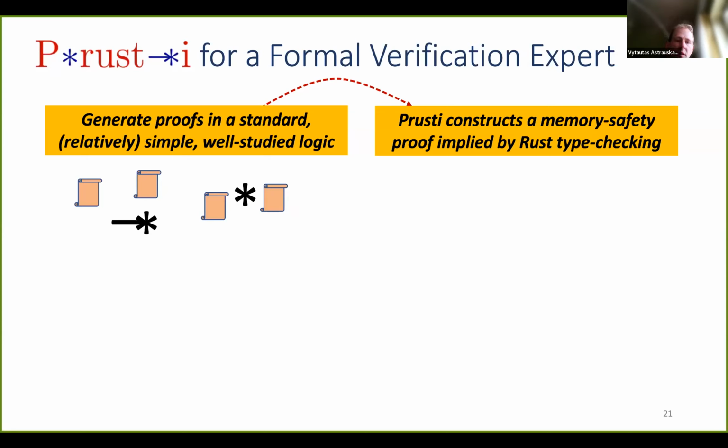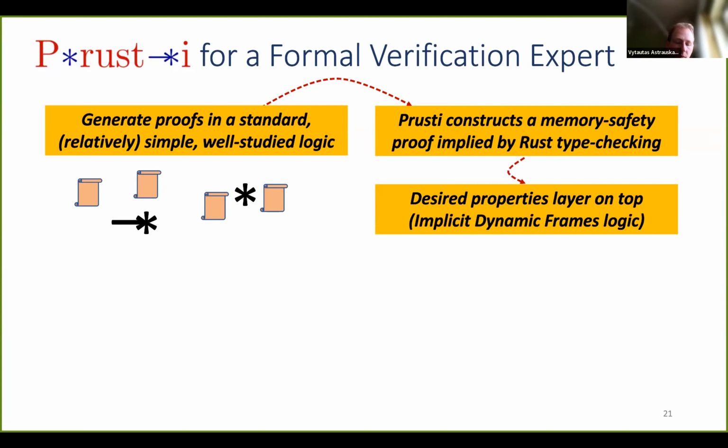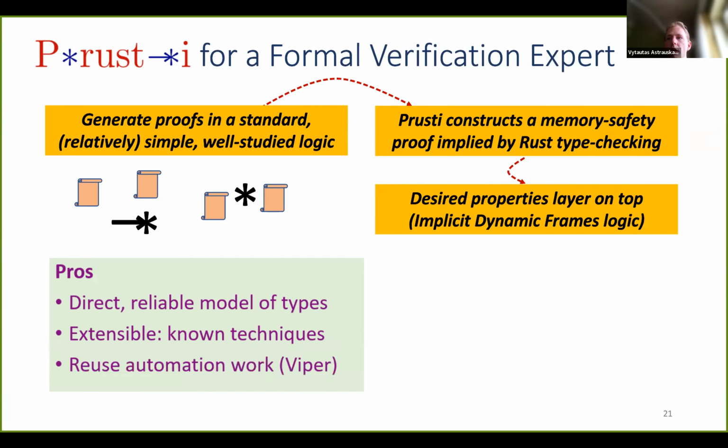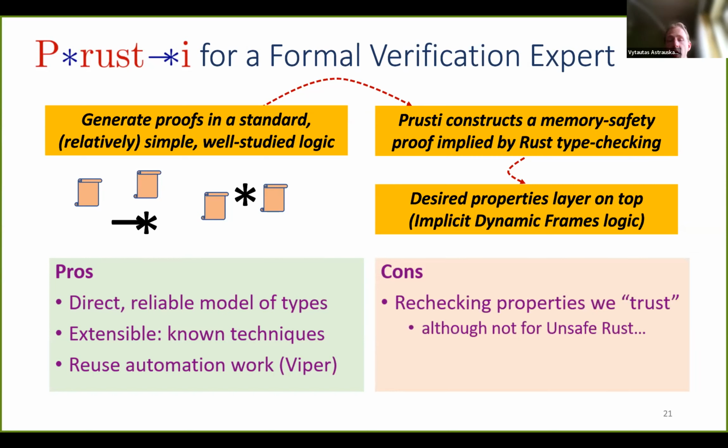Prusty automatically constructs the proof implied by the Rust type checking. And due to the fact that we use implicit dynamic frames, we can just layer the properties on top. This gives the following pros: we have a direct model of types. We know how to extend because there is a lot of work on extending standard separation logics, and we can reuse standard automation work like Viper to automate the proof. The cons is that we are rechecking the properties that our compiler already proved.